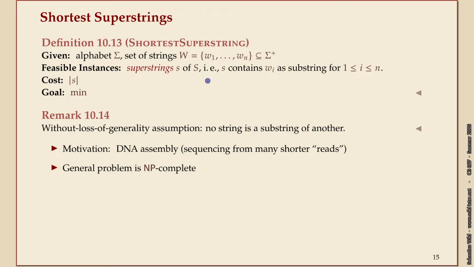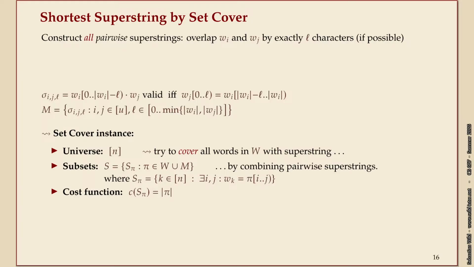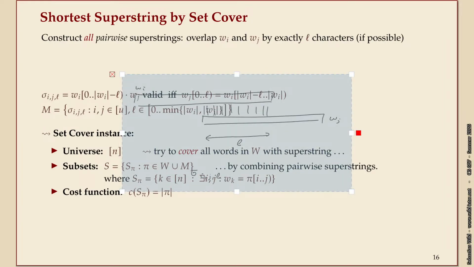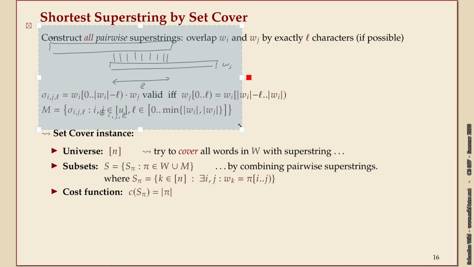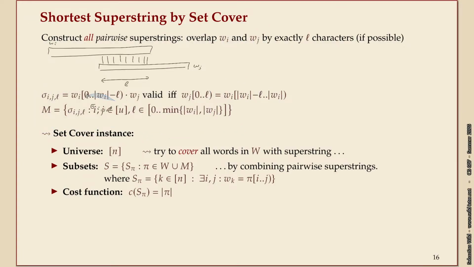So what does that problem have to do with set cover, you may ask yourself? It seems at first not like you could make use of set cover here. But that's what we're going to do. And the trick's going to be to build these kind of pairwise overlaps. And I prepared this picture here. I'm picking two of the strings, Wi and Wj. And now sometimes I can overlap them by a certain number of characters if these are all equal, right? If some suffix of Wi is the same as a prefix of Wj.